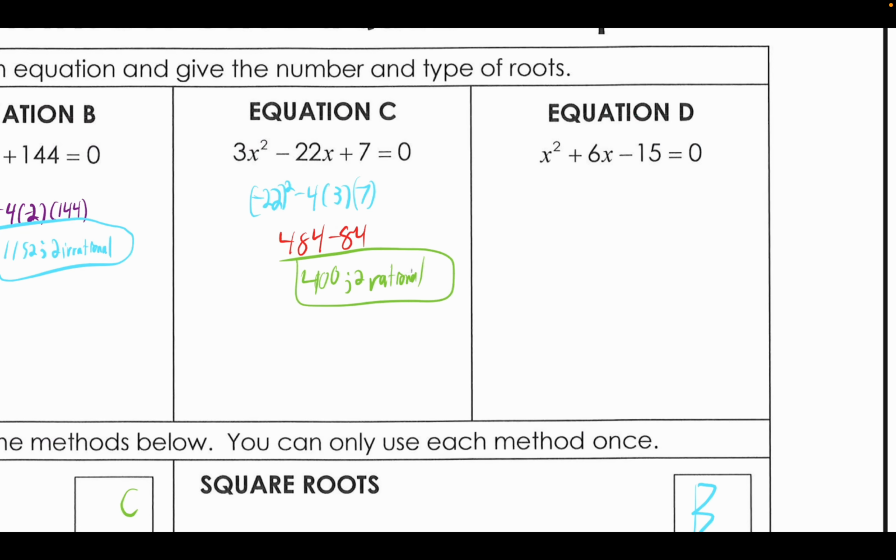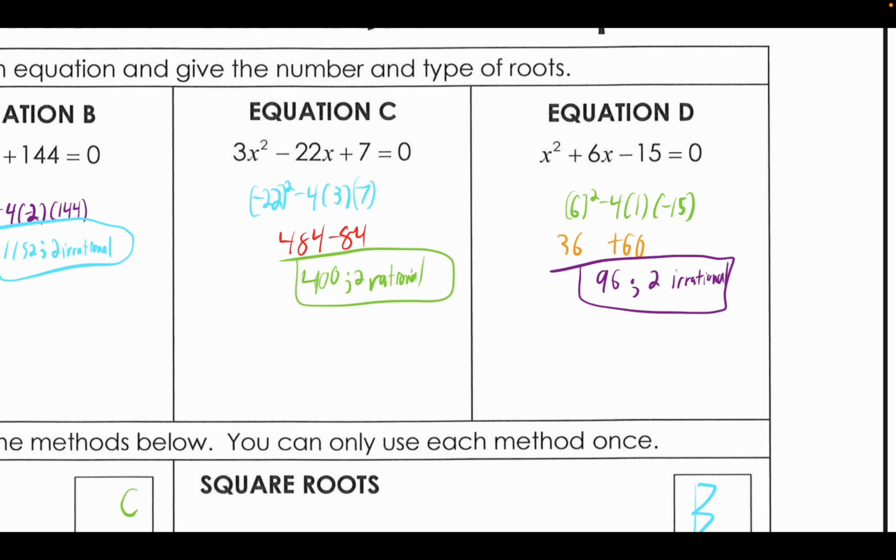So on D here, we do b squared minus 4ac, and we get 6 squared minus 4 times 1 times negative 15, which is 36 plus 60. And this ends up giving me 96. So this is positive, and I'll get two roots. However, these are irrational roots because 96 is not a perfect square.